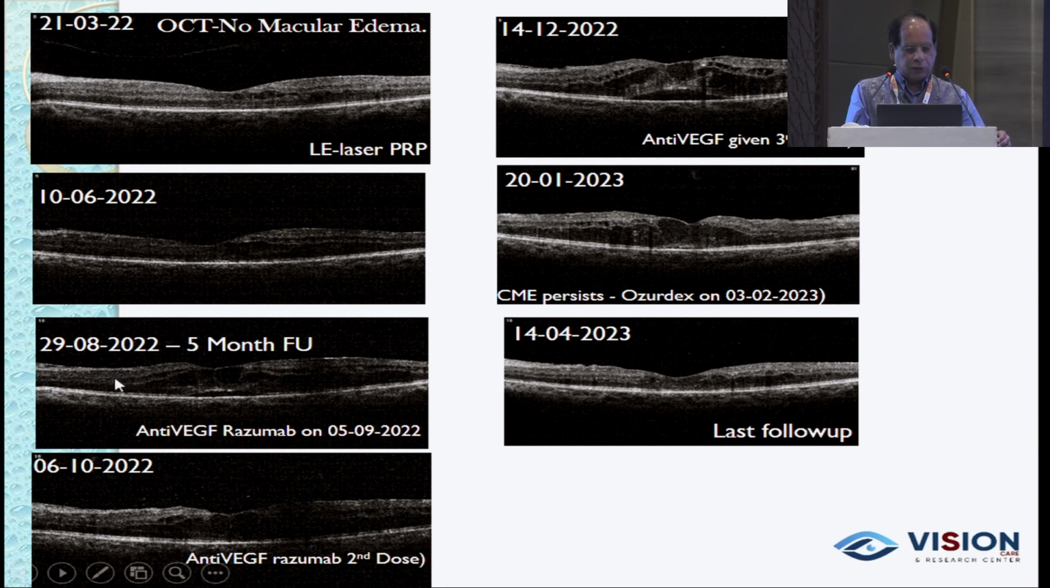And in August, when she came after 5 months of our laser, there was an increase in cystic spaces and an early neurosensory detachment. We had given anti-VEGF ranibizumab. She has received 3 doses, but her cystic spaces were not improving. The CME was persisting, so we decided to go for Ozurdex because this eye was pseudophakic. So we planned Ozurdex, which was given in January 23. After 3 months, when she came for follow-up, her situation was improving.